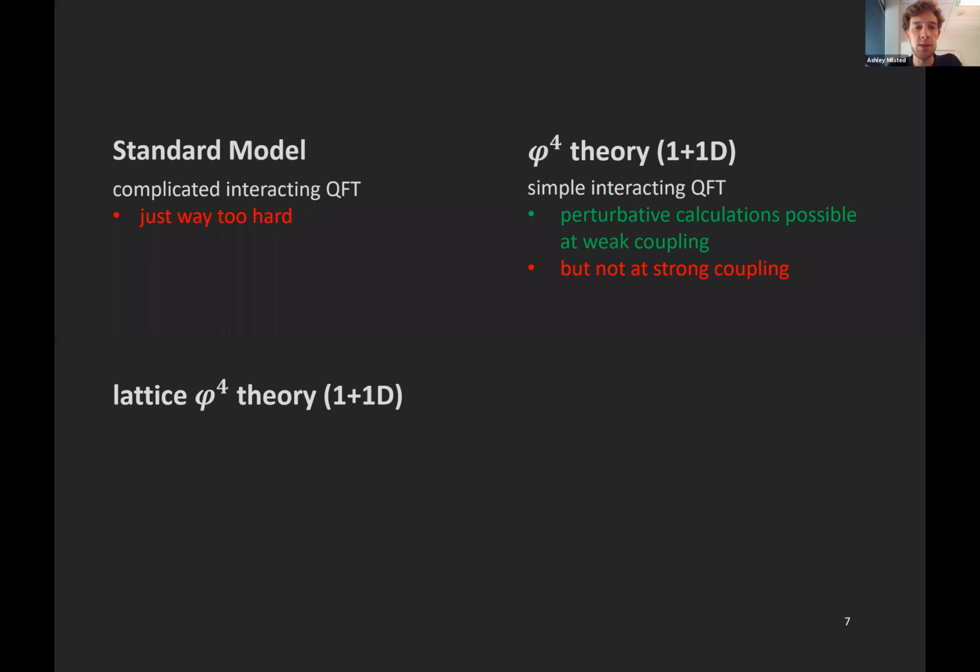And one way to do that is to go to the lattice, discretize, regularize the system. And when you discretize phi-4 theory, you end up with a chain of bosonic particles. And that's great because you can now do tensor network calculations. You can simulate real-time dynamics using, say, matrix product states.